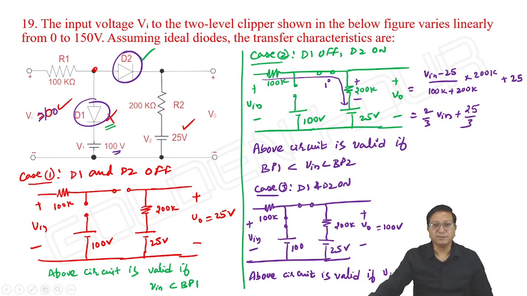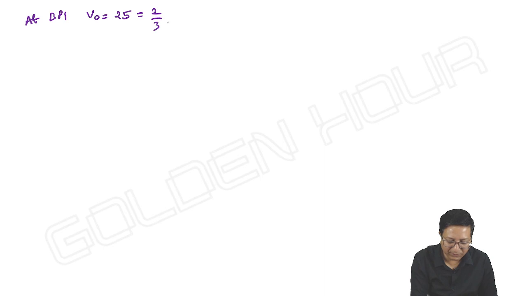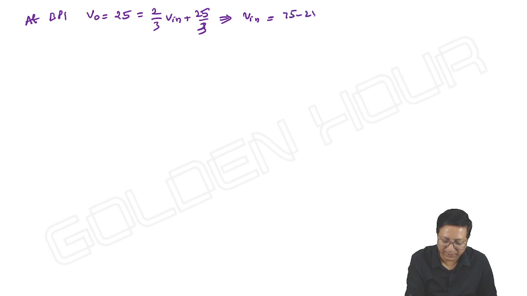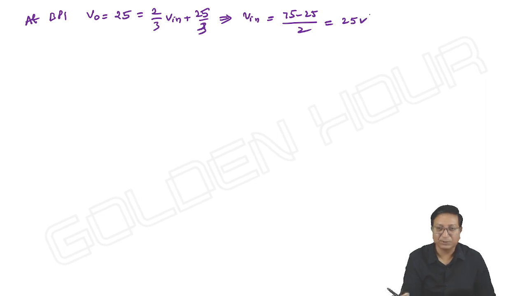Okay. Next. At breakpoint 1, output is equal to 25, also equal to 2 by 3 V input plus 25 by 3. This implies input is equal to (25 into 3, it is 75) minus 25, divided by 2. It is 25 volt. Breakpoint 1.